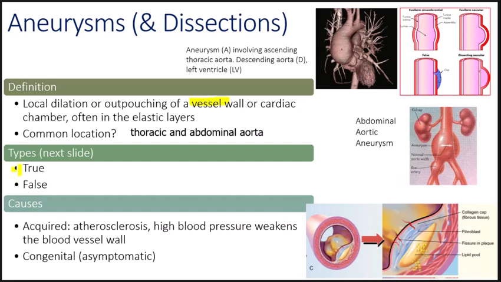There are two types that we'll talk about briefly on the next slide, a true and false aneurysm. Causes, obviously, atherosclerosis. Those with high blood pressure are also more likely to have weakening of the walls because the pressure is so high within the vessels. And then there are some cases, so those would be considered acquired over time. There are some cases that are congenital. We also talked about this last term, where you can be born with an aneurysm that doesn't rupture until the age of, say, 50 or more.